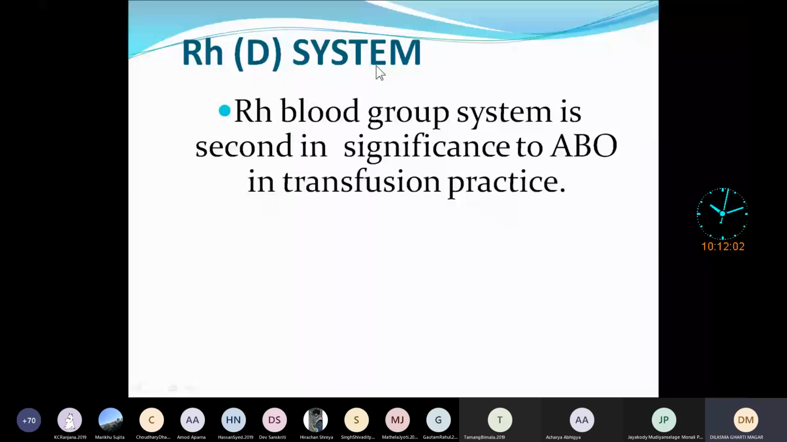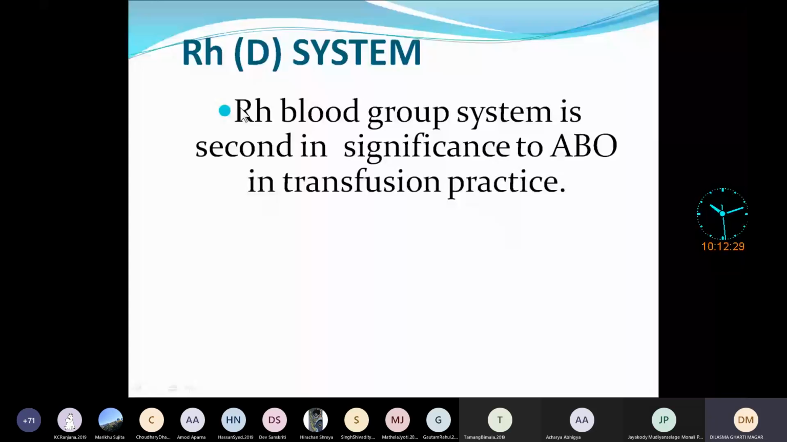This Rh blood group system is second in significance to the ABO blood group in transfusion practice. Whenever we do blood grouping in the blood bank, we do the ABO blood grouping system, and then we see whether the blood group is positive or negative. If this D antigen is present, the blood group becomes positive, but if the D antigen is not present, it becomes the negative blood group.